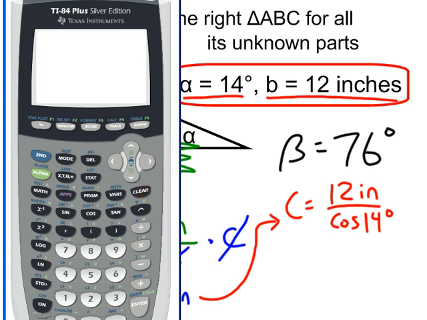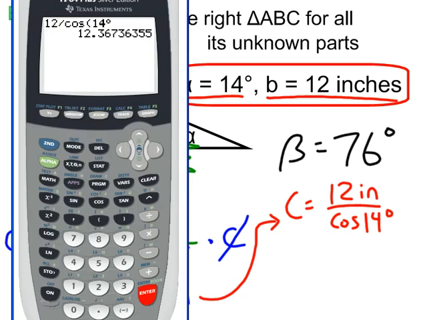We'll do that here. 12 divided by cosine of 14. Go to angle. Don't forget to put the degree sign. And we get 12.37 basically. I'm going to urge you to either leave that on the screen or even better, let's stow that. That's our value for C, right?